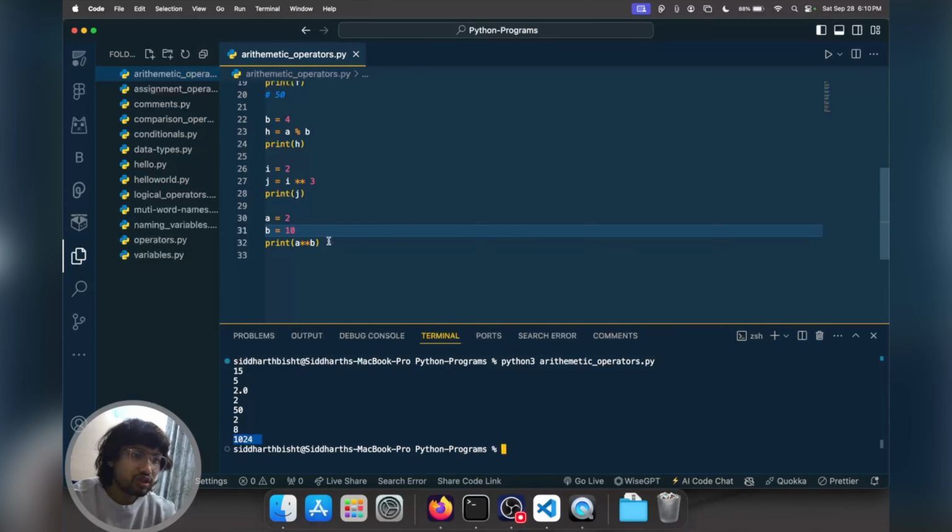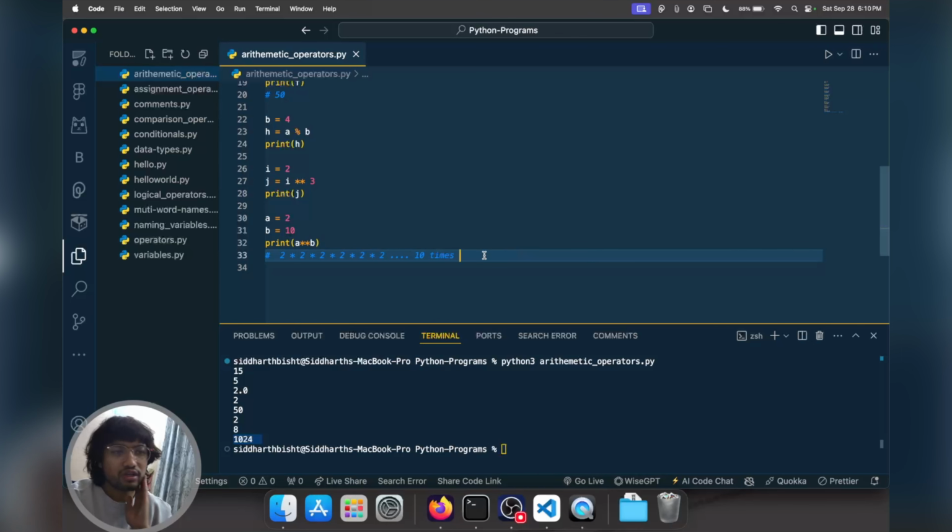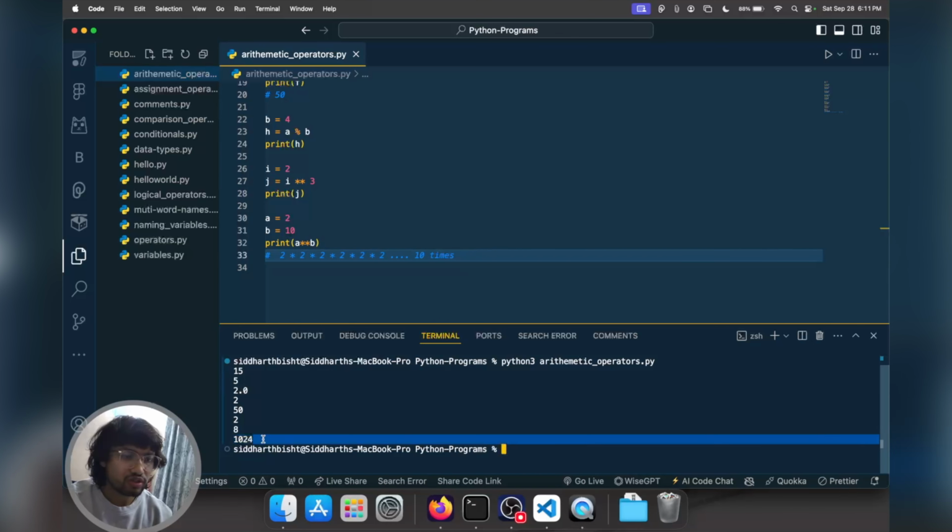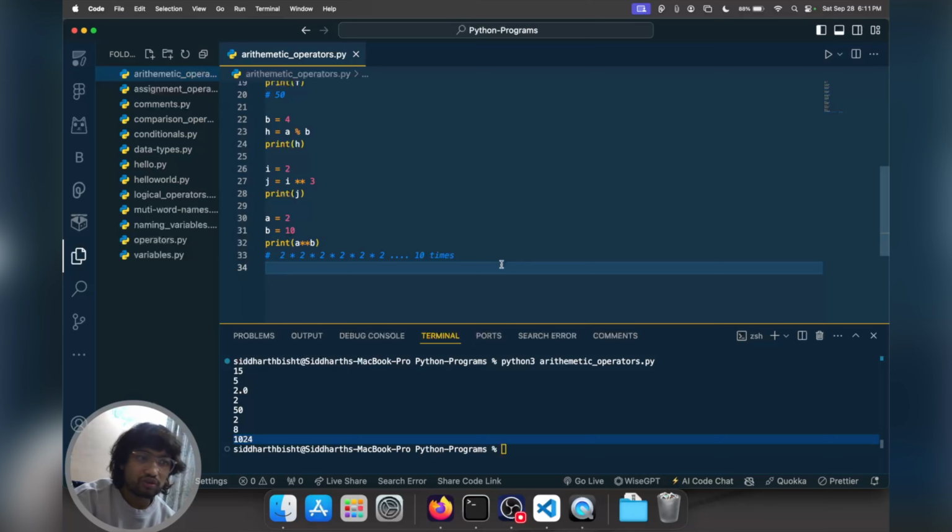So what is it doing? It is multiplying 2 by itself 10 times, like 2 multiplied by 2 multiplied by 2, and so on. This will happen 10 times, and that will give you the answer of 1024. So that's all for this video.